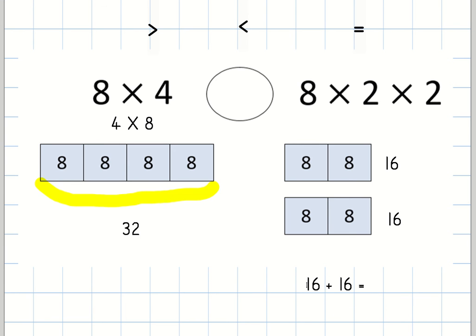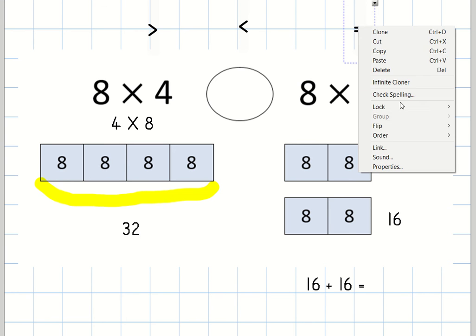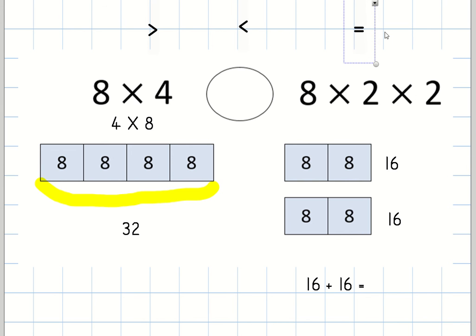Hopefully you'll recognise that that represents the same amount as 32, which means that those two are equal. Because what I'd like you to think about, chestnuts, here is that 2 lots of 2 are equal to 4. So it still is 8 times 1, 2, 3, 4, isn't it?